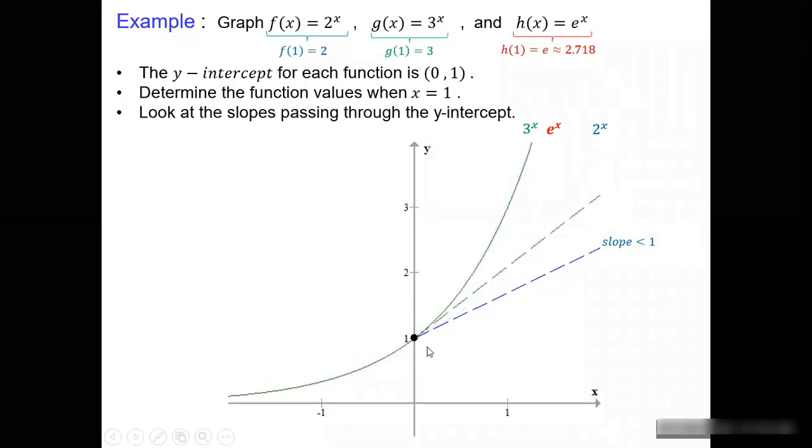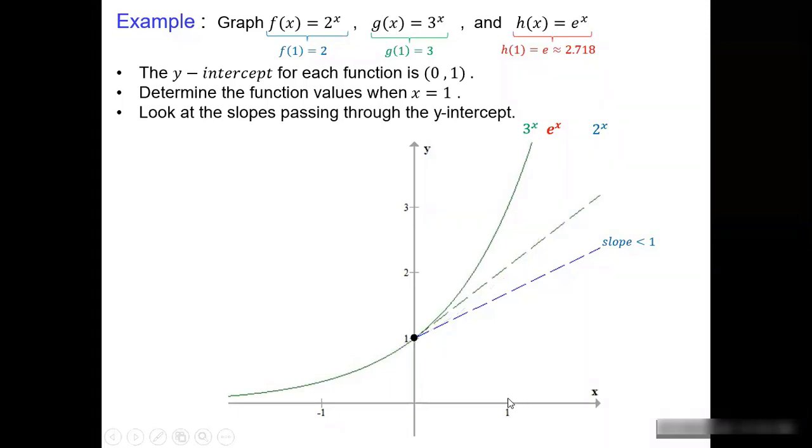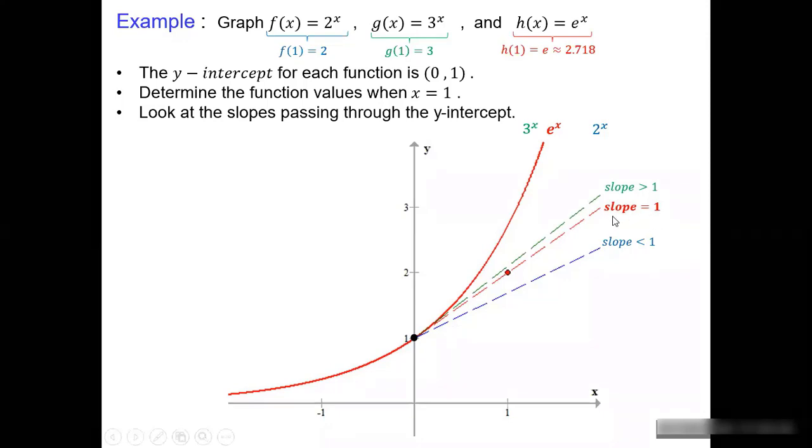If you take a look at the graph of 3 to the x, now again, that's not going to be a slope of 1. It's a slope that's greater than 1. But if we look at the slope of e to the x, we should recognize that this is exactly a slope of 1 as it passes through the y-intercept, because notice that the rise over run is exactly 1 unit. So this is actually one thing that makes e to the x such a special function as we move forward into future math classes. But as of right now, we just want to take a look at the fact that e is approximately 2.718.